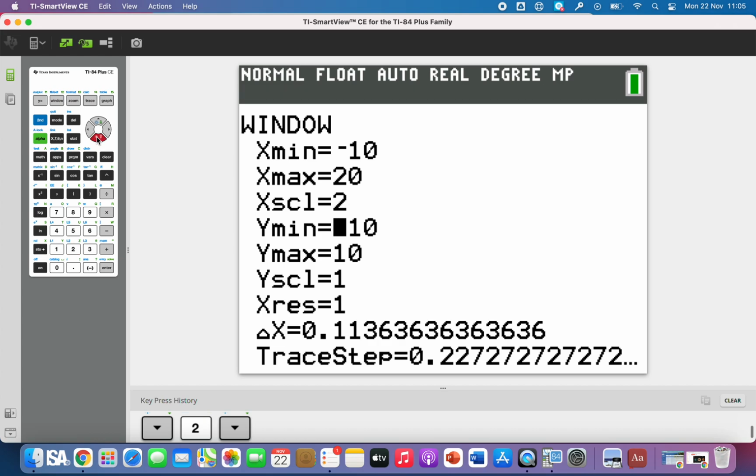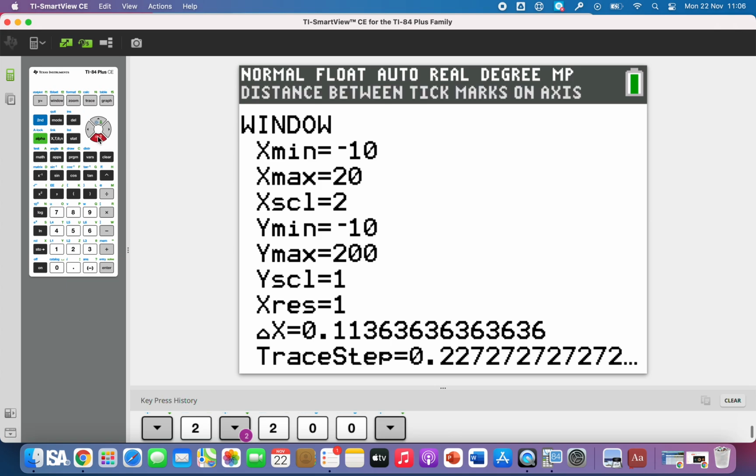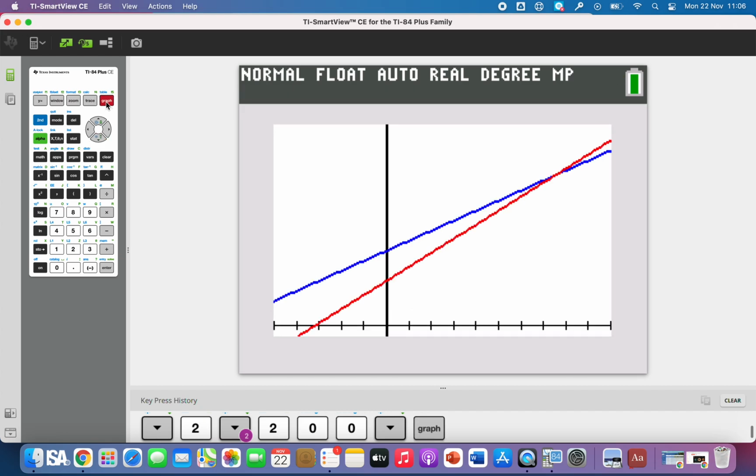And then the y minimum, we don't need to change that. For the y maximum, since the y coordinate of the point of intersection is 150, maybe we can go all the way to 200. And then we can simply keep one interval for our y scale, or the intervals on the y-axis. Then simply go back to graph. Okay, there you go. Now you do see the two lines are intersecting at this point.